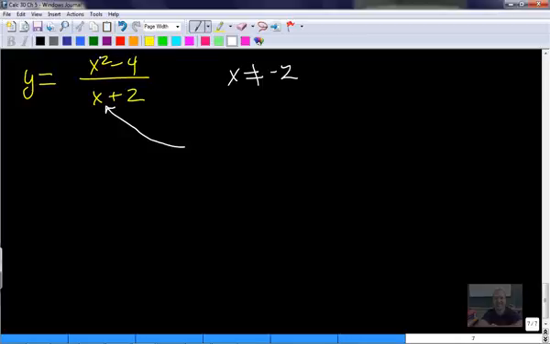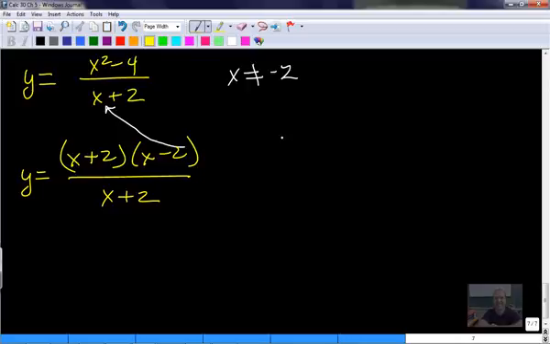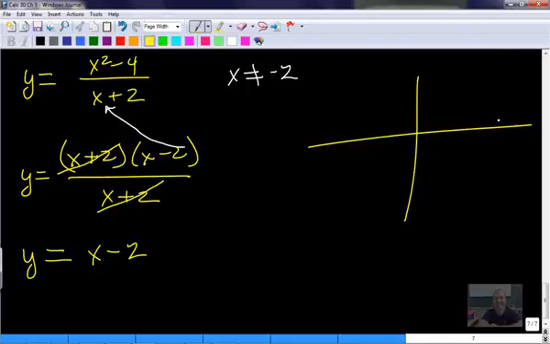But do you remember what we did with this particular rational function? We factored the top and tried to simplify. So this is (x plus 2) times (x minus 2). It's a difference of squares. And if we see that as a difference of squares, now this actually simplifies down, and this binomial in the denominator divides out with the one in the numerator. So this simplifies down to x minus 2, which is simply a line that travels through x equals 2 and y equals negative 2. So it looks like this.